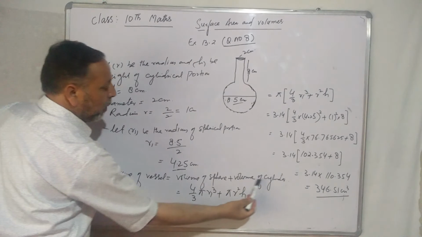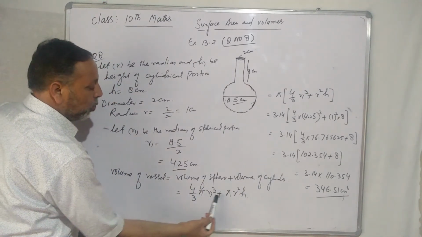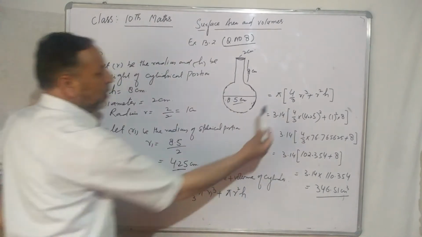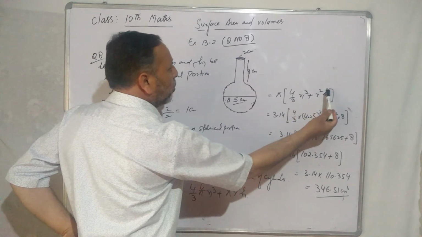Now the volume of this vessel will be volume of sphere plus volume of cylinder. Volume of sphere is 4 by 3 pi R1 cube, plus pi r square h, the volume of cylinder. Take pi common. So what remains here? 4 by 3 R1 cube plus r square h.